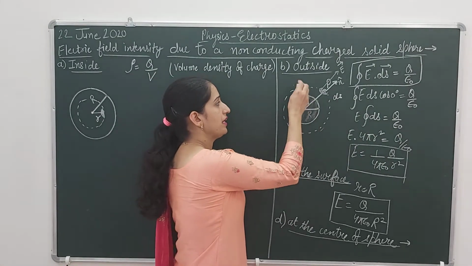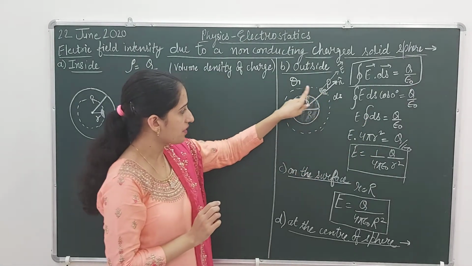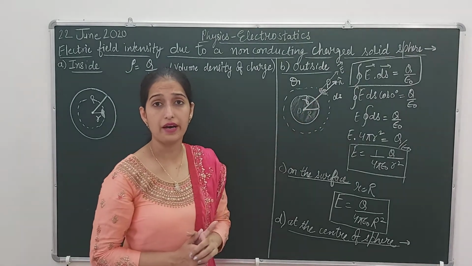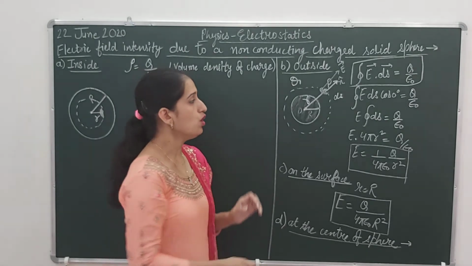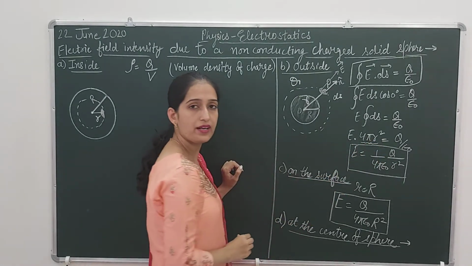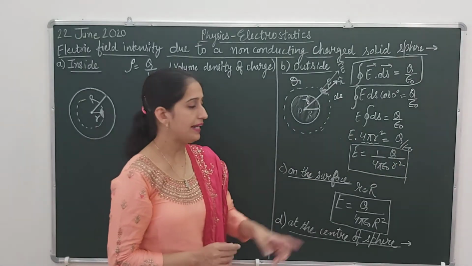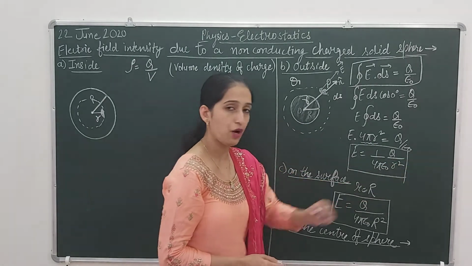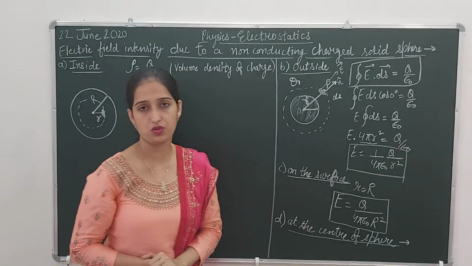Because for this sphere the total charge is Q. Now dS for this Gaussian surface, which has radius small r, because at P we need to find the electric field intensity. So for this surface the area will be 4 pi r square. So E into 4 pi r square is equal to Q by epsilon naught, and 4 pi r square will move to the right-hand side in the denominator, and we get E equals 1 by 4 pi epsilon naught Q by r square.